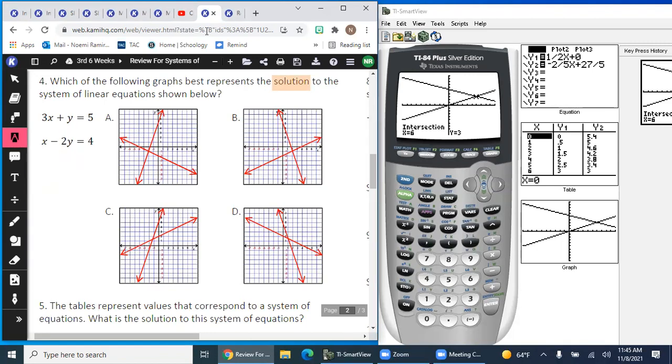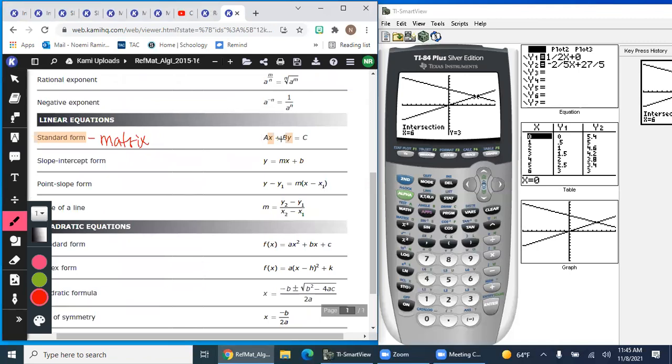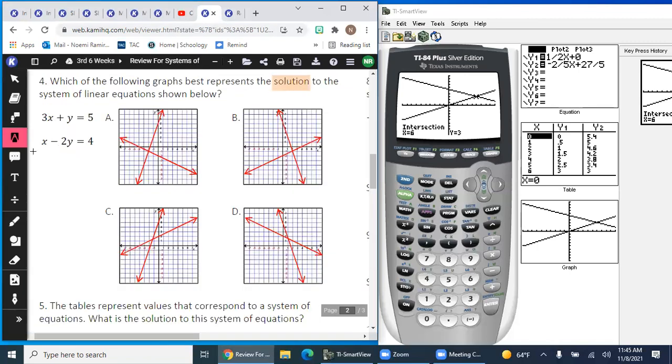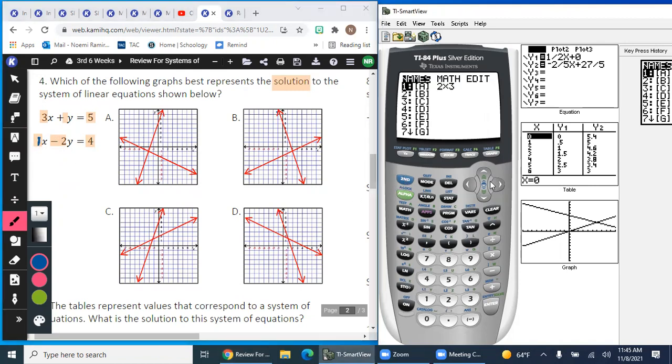I look at my equations and I notice that both x and y are on the same side, so they are in standard form. Because they're in standard form, I could easily find that point of intersection, or I could find the solution just by using matrix. So that's what I'm going to do here. And I'm also going to insert that number 1 right there. So let's use matrix. Second matrix, edit, 2, 3.